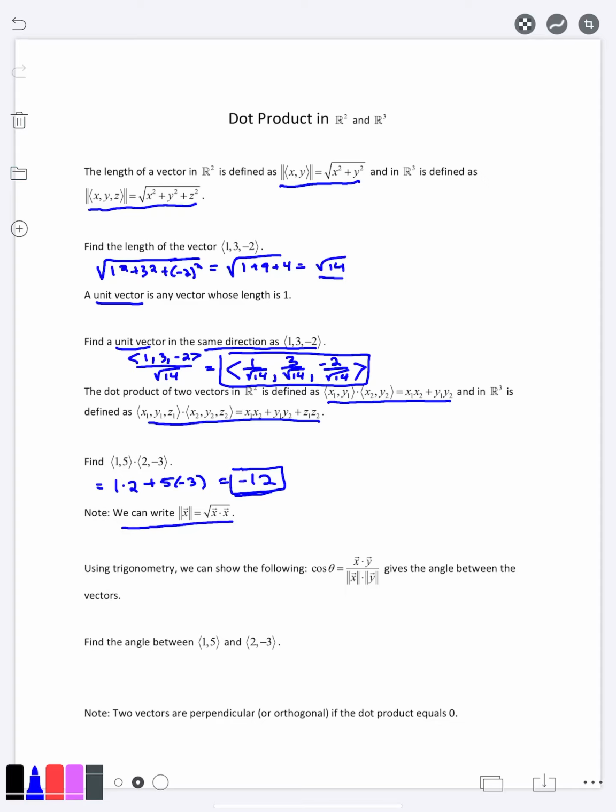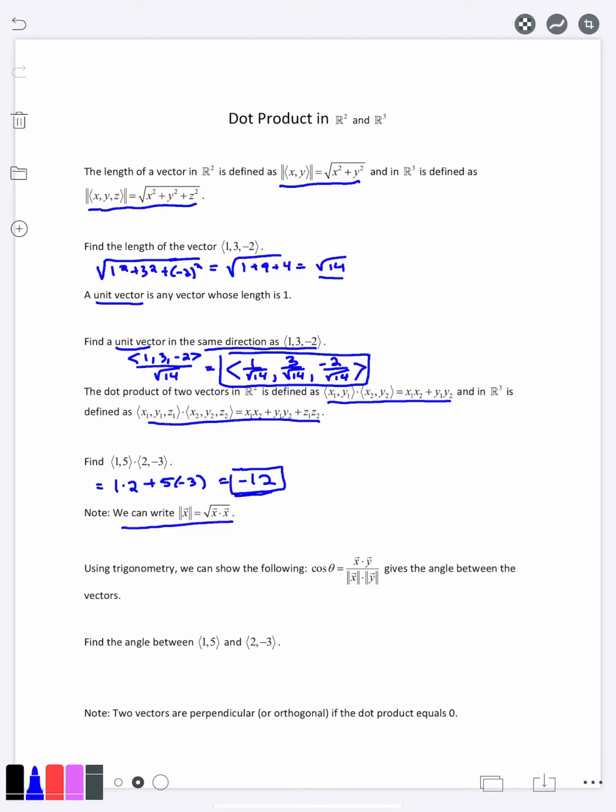So what I'm trying to get at here is that if you know what the dot product is, you can then find the length using the dot product. On the other hand, we normally get length in R2 and R3 by just using the Pythagorean theorem.